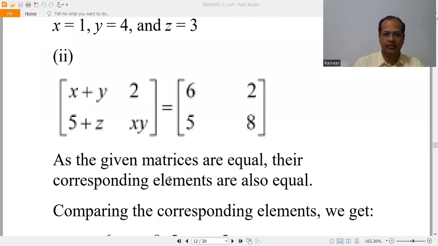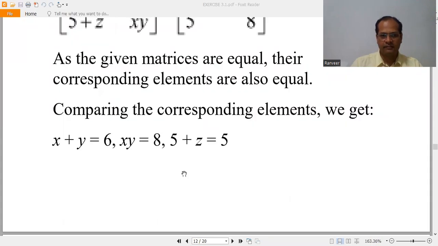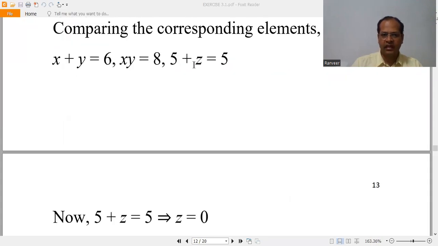Now, same way, x plus y. This is x plus y equal to 6. xy equal to 8. 5 plus z equal to 5. And this is the 3 value. And you have to find out the corresponding value easily. x plus y, xy, and z plus 5. So z equal to 0. And similarly, x plus y and xy is given. Now, x plus y and xy is given and z value is 0 here.